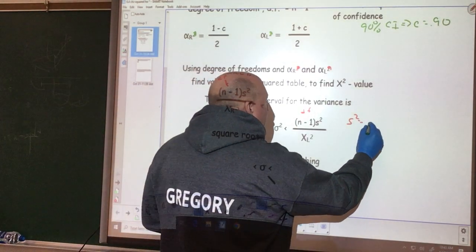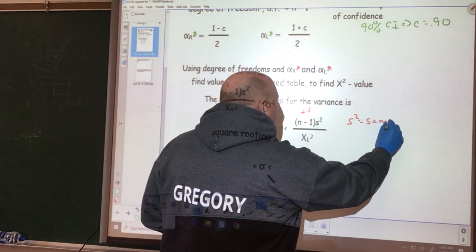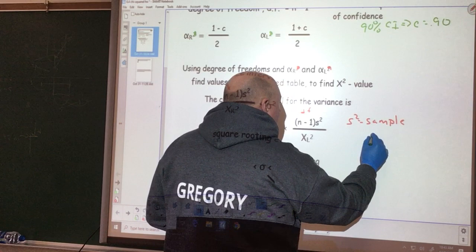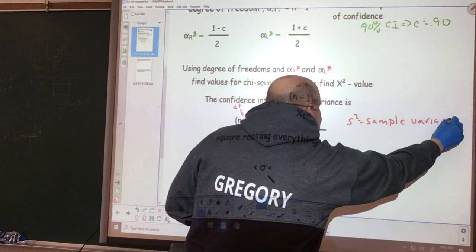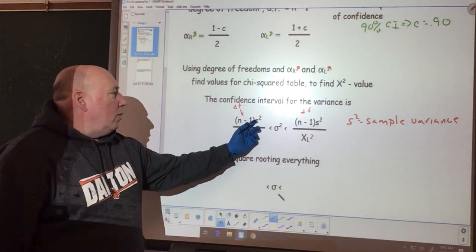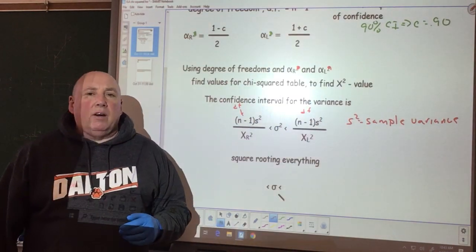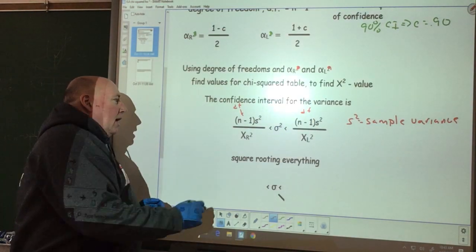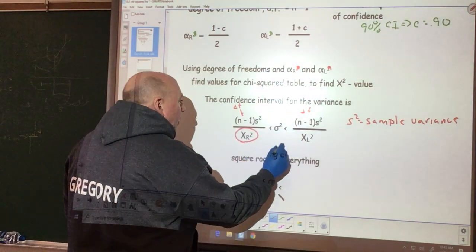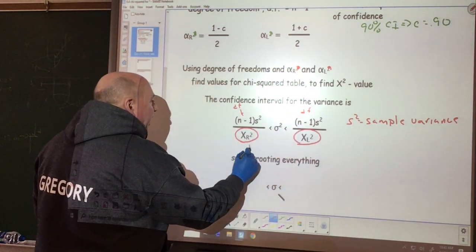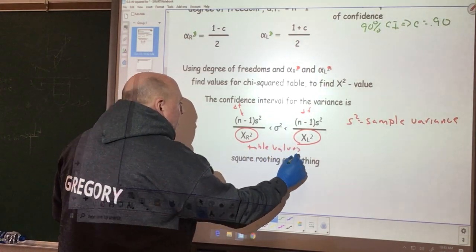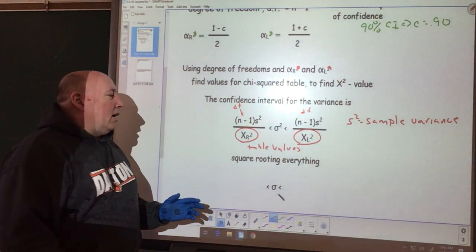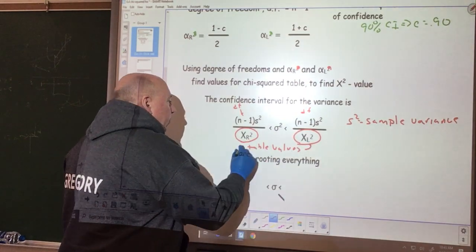Remember, is your sample standard or sample variance. This S squared value is your sample variance. And on the bottom here, these are just table values. We are getting table values for our bottom values here.